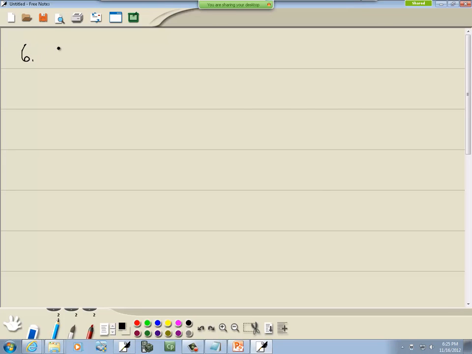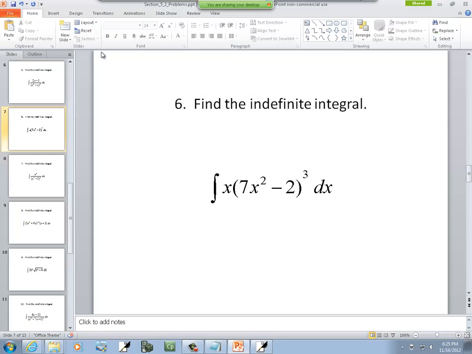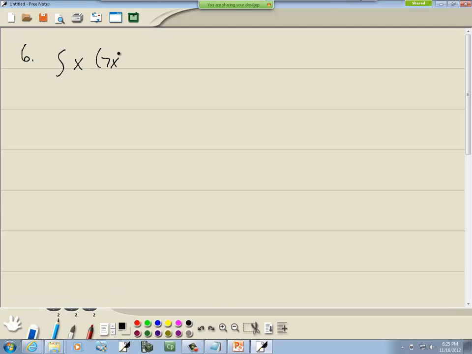Number 6. We got the integral of x times 7x squared minus 2 to the 3rd power dx. Okay. If you got parentheses to a power, you let u equal to what's inside the parentheses. So u is equal to 7x squared minus 2. Du, the derivative of this, would be 14x, then minus 2 drops away, and then we'll throw on our dx.